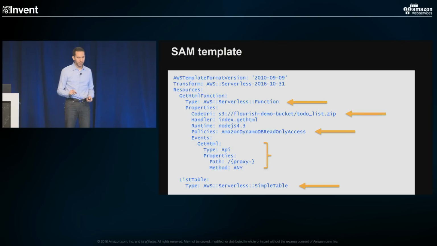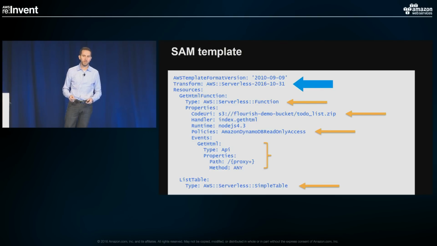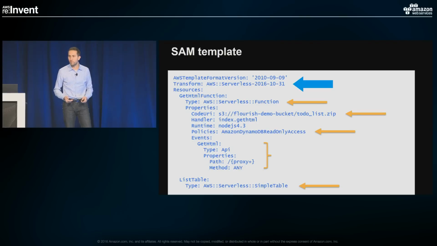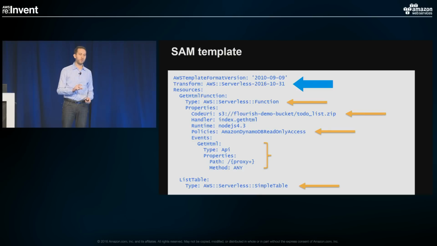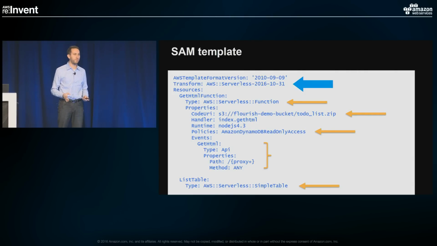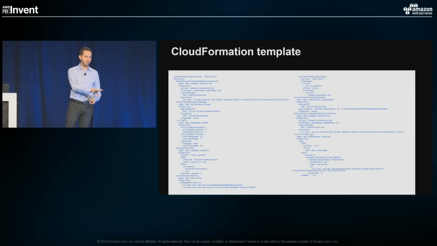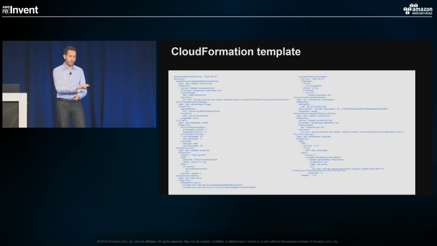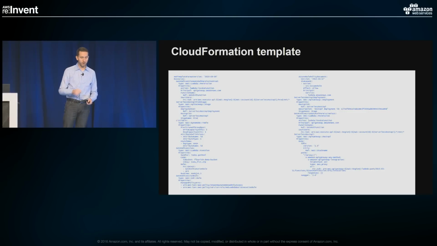Now, the key piece that makes all this possible is the transform. The transform is a new CloudFormation capability that basically allows CloudFormation to turn this template into the regular CloudFormation template that CloudFormation knows how to interact with. And just in case you still aren't convinced that SAM was necessary, this is what it's turning into. So this is the CloudFormation template you would need to write to define this exact same application that you just saw one slide ago.